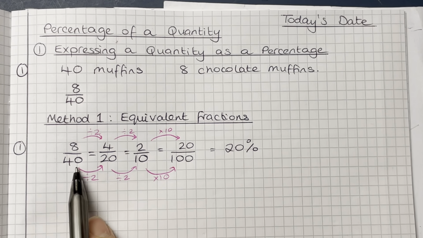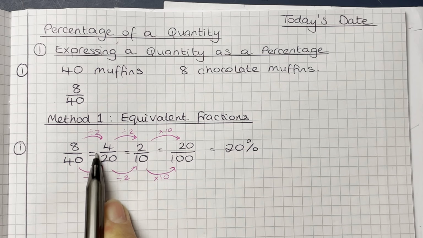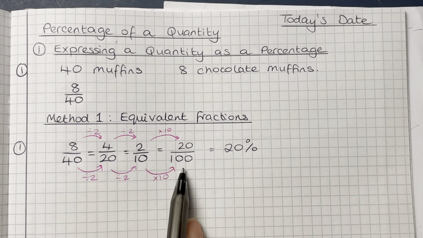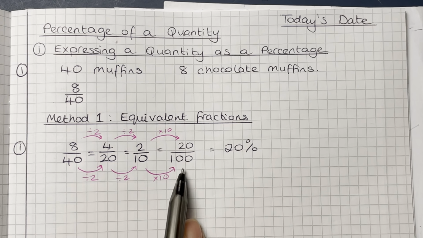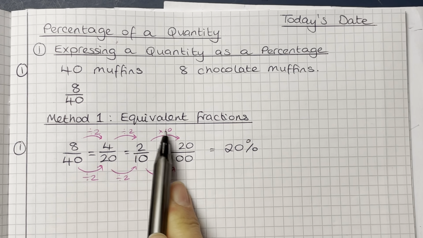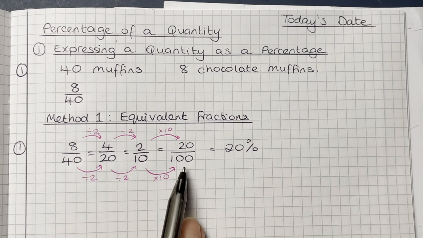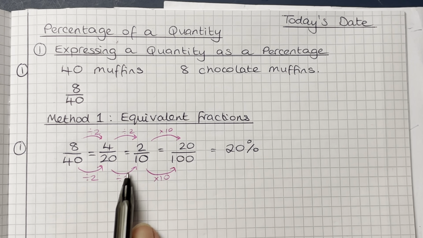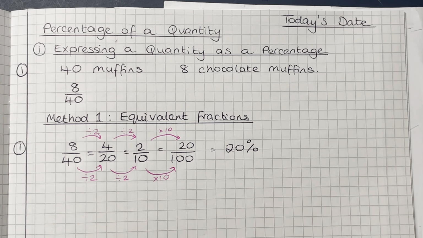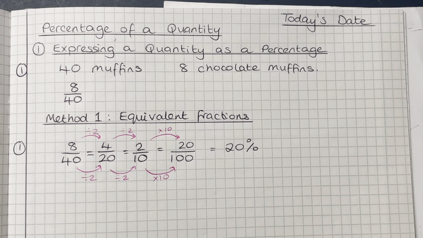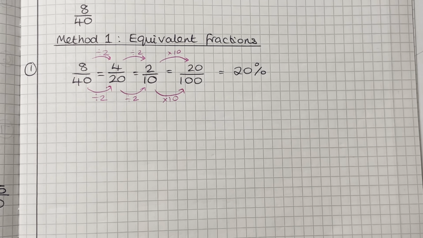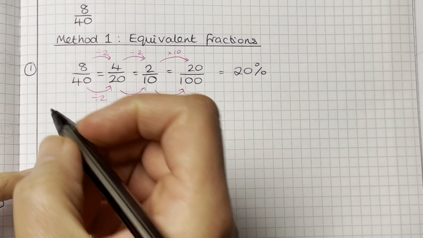Okay, now what you could have done is you could have seen when you got to 4 over 20 that I could have multiplied by 5 to get from 20 to 100, and 4 multiplied by 5 gives us 20. But if you can't see those quicker steps, then just break it down, take your time until you find one that works. Let's look at that same example, but this time I want to show you a different method.